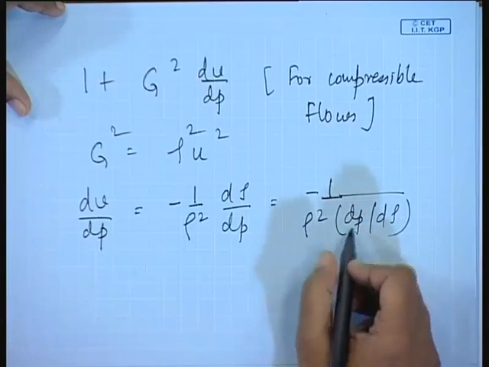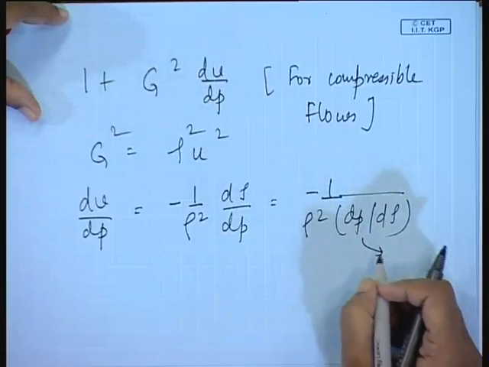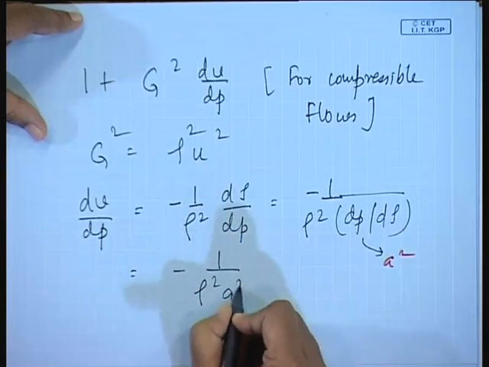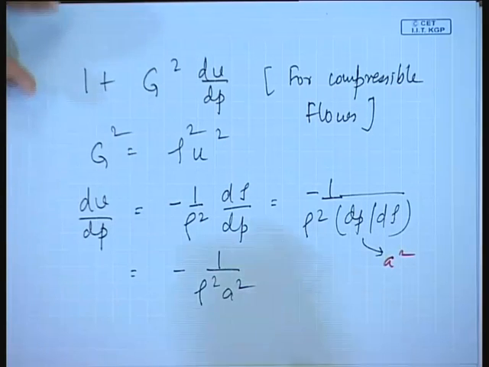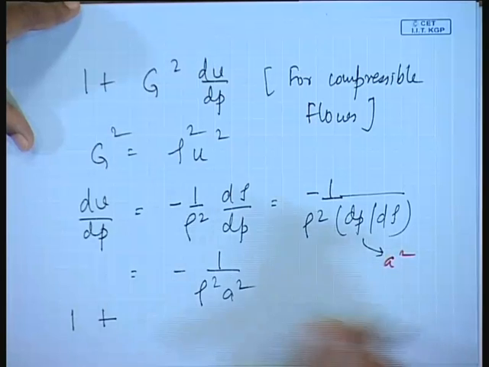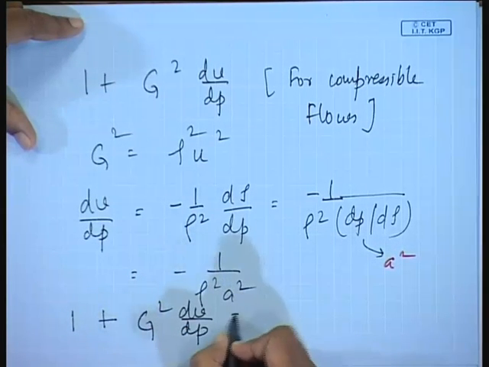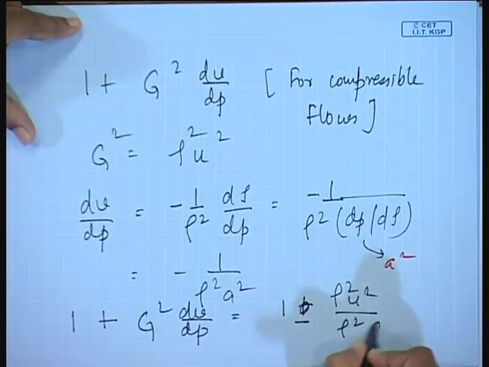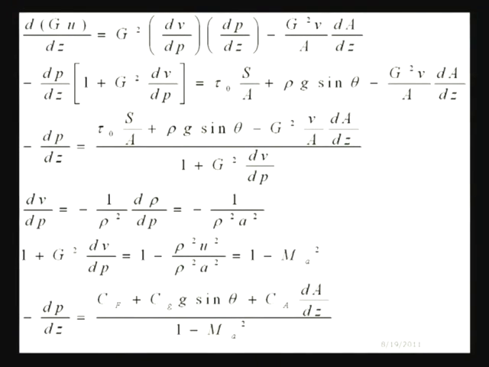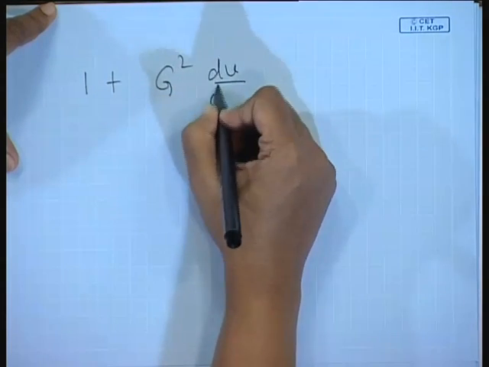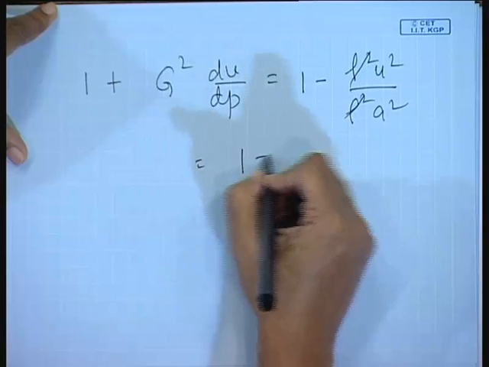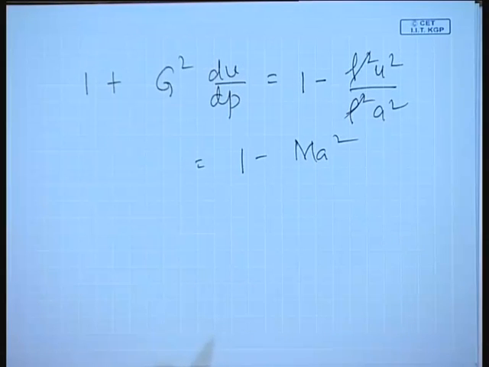Or can we write it in this particular form? And what is this equal to? dp/d rho equals a squared. Right. So, this is nothing but minus 1 by rho squared a squared. You agree with me? So, your 1 plus G squared dv/dp is nothing but equal to 1 plus rho squared u squared by minus rho squared a squared, right? Or in other words, we find the denominator, which I had already told you we would be discussing the significance of later, is nothing but 1 minus Ma squared, isn't it?